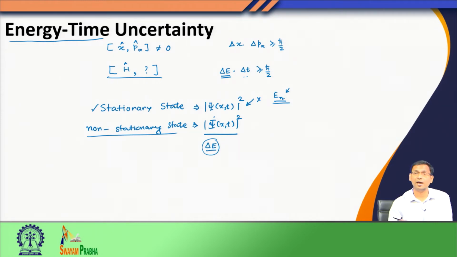So, when I have a non-stationary state, the energy uncertainty increases. Therefore, the lifetime of the state decreases. So, this is the physical significance of this energy time uncertainty.